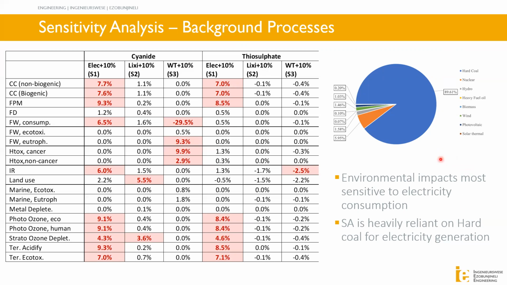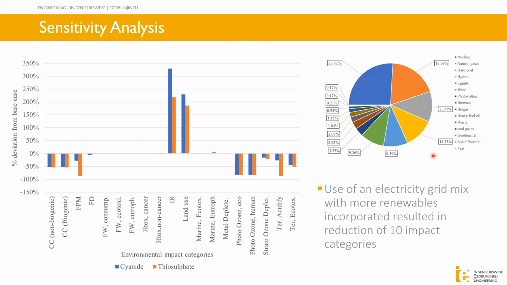And this pie chart shows that South Africa is heavily reliant on coal for energy generation. So options to reducing these impacts in the flow sheet are not necessarily attached to reducing energy demand in the flow sheet design, but energy supply. And to demonstrate this, a different electricity grid mix with more renewables incorporated in it was used, and a reduction in 10 of the impact categories is immediately identified.